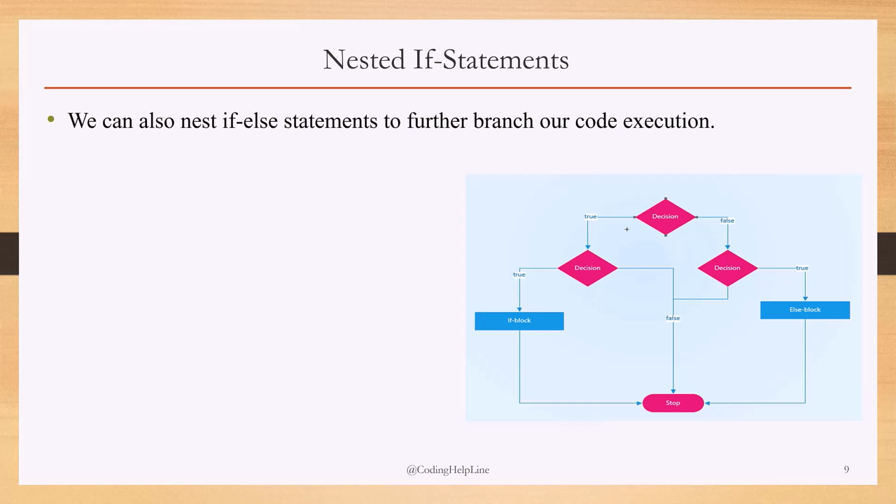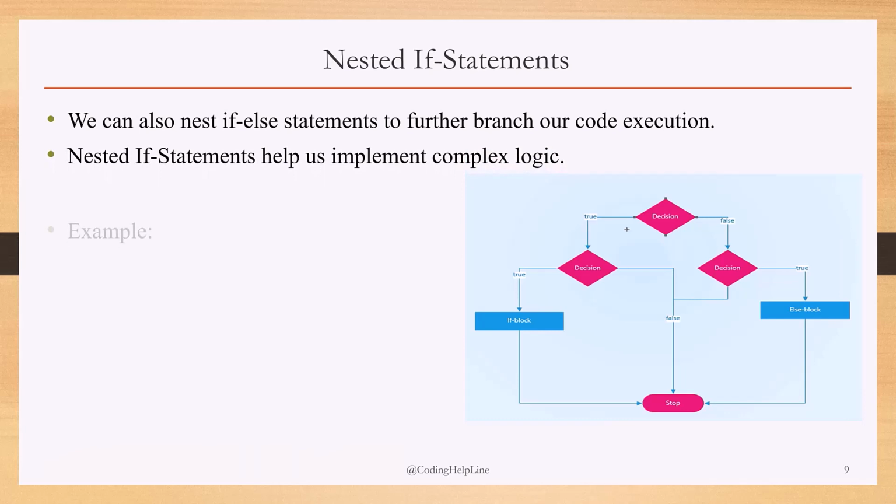In this condition, it checks true. If true, it runs this block. Otherwise, it goes to the next statement or stops the execution. And the same goes here. The condition is evaluated. If it is true, it runs the if block. If it is not true, it goes to the next statement or the end of the program. So nested if statements help us implement complex logic.